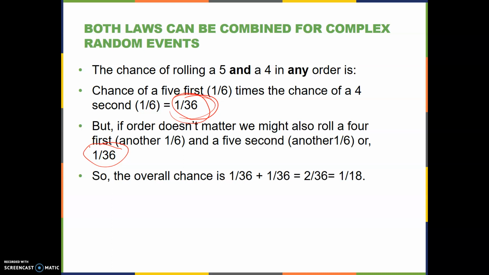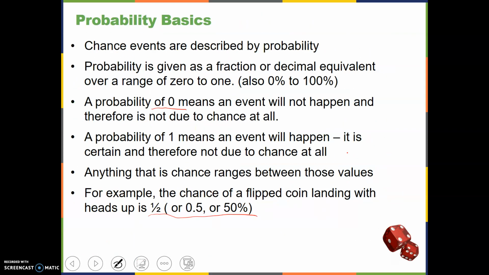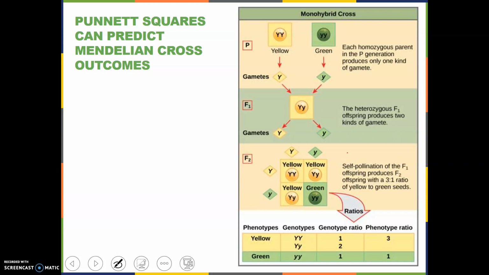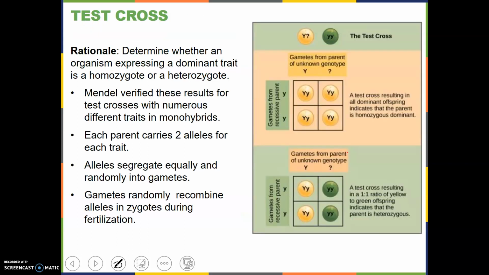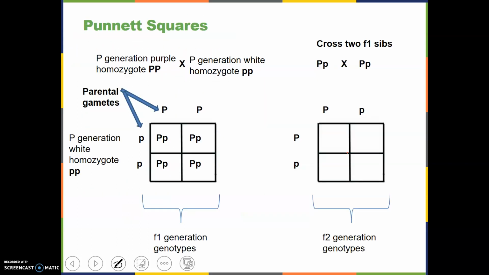Now we're going to incorporate the sum rule, which is 1/36 plus 1/36, which is 2/36, which equals 1 out of 18. Now, I do not normally go over probability this much in genetics, because if you go back to a Punnett square, let's just do this one.